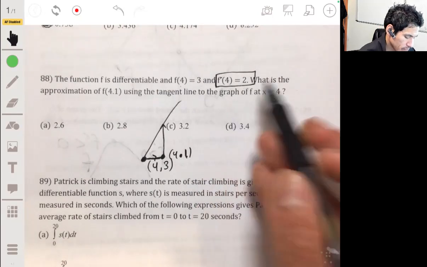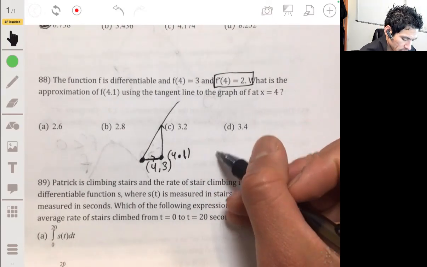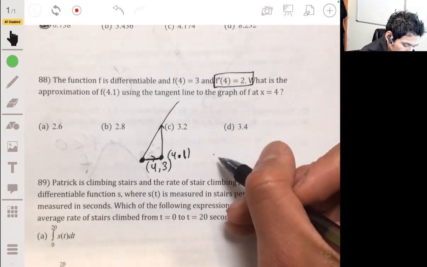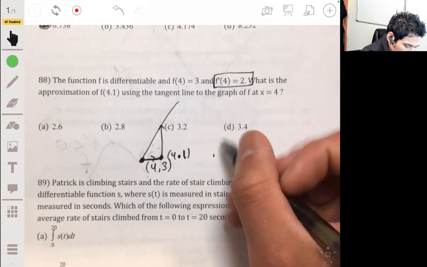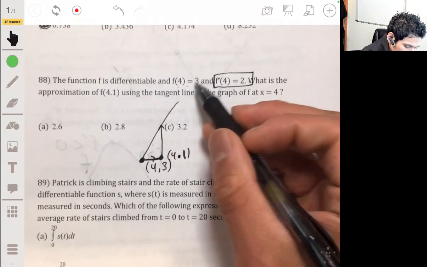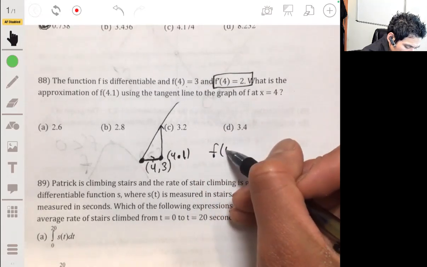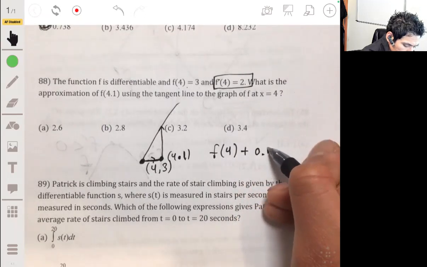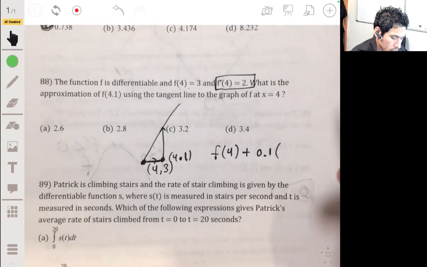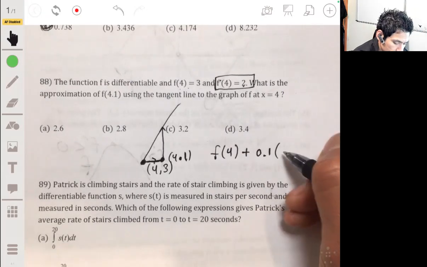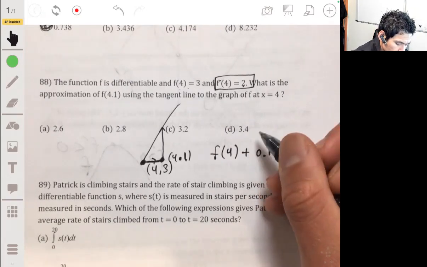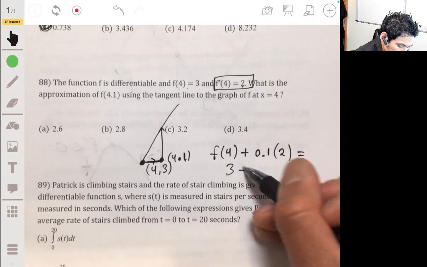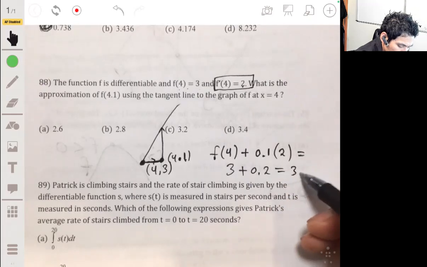If you want to look at it as a formula, what you do is take f of 4, then you add 0.1 times whatever the slope is, times 2. And then you'll get 3 plus 0.2, or 3.2.